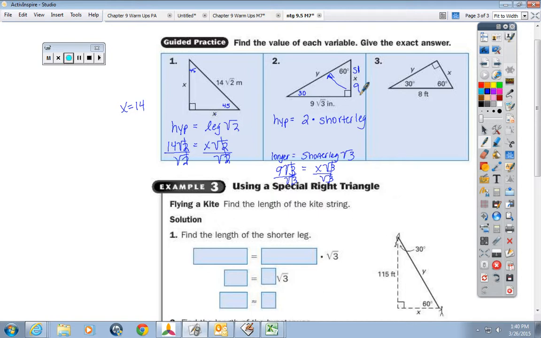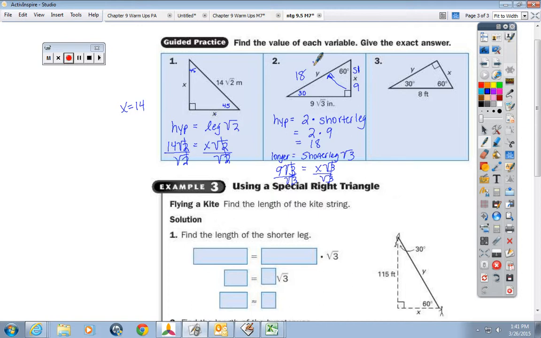Yeah, because what do I know now? I know the shorter leg, and the hypotenuse equals 2 times the shorter leg. What's the shorter leg? 9. What's 2 times 9? 18. So guess what the hypotenuse is? 18. Okay? So the math behind it is pretty easy. It's just some simple multiplication and simple division. What you have to know is how to apply the information.